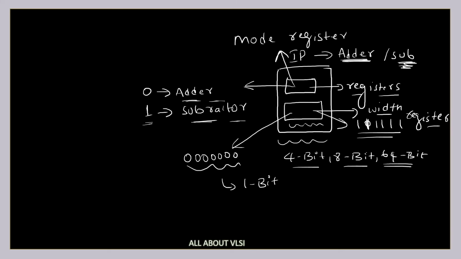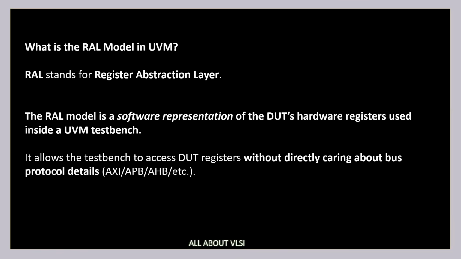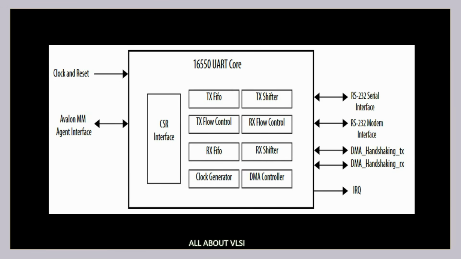That's it. Now, taking this particular example, let's scale up the things. Let's say I'm going to have a simple UART IP. This is a 16550 UART core IP, where I'm going to have a CSR interface and a TX shifter, TX FIFO, TX flow control, RX flow control, RX shifter, clock generator, RX FIFO.